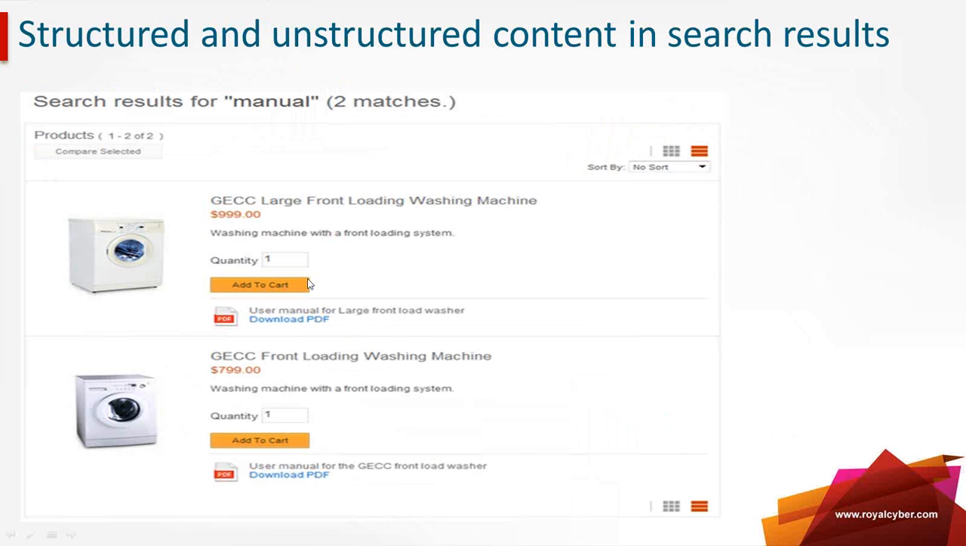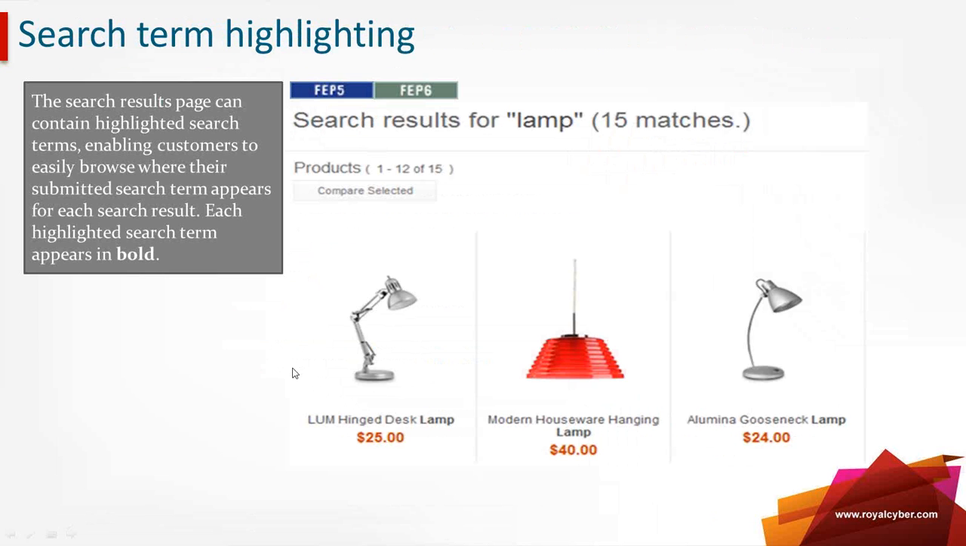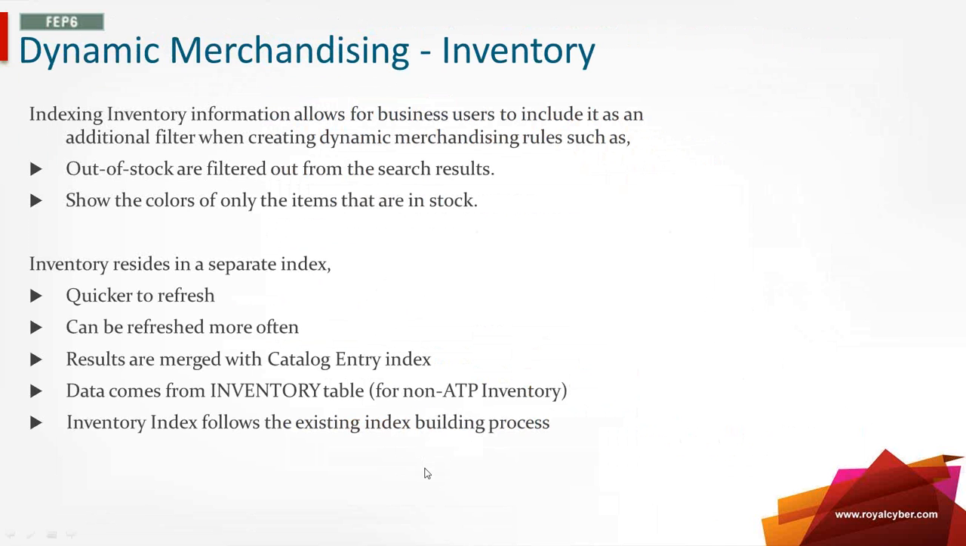Another feature is the unstructured content. Once a user searches for a particular product, if the related PDF file or any other article files are available in this unstructured content index, those will be shown as part of the search result. This feature also highlights the particular key term in the description. Here the example is a lamp.